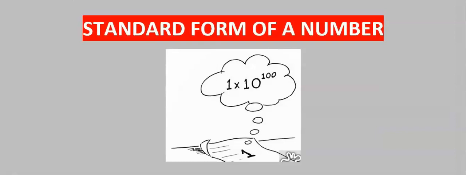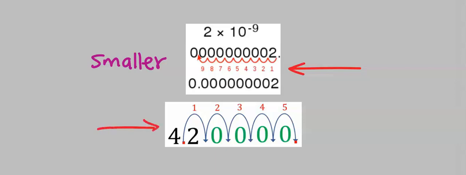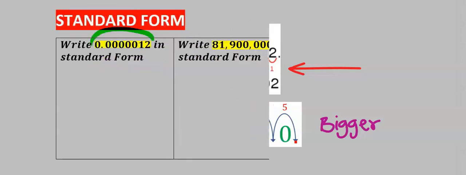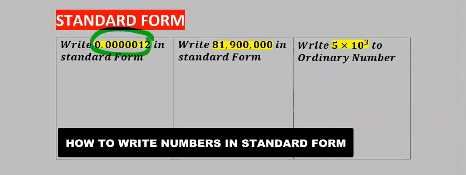Let's consider standard form of a number. Standard form involves moving a decimal to the left for smaller values or moving the decimal to the right for bigger numbers. Let's write this number in standard form.